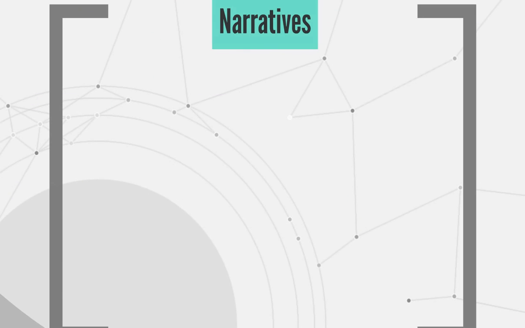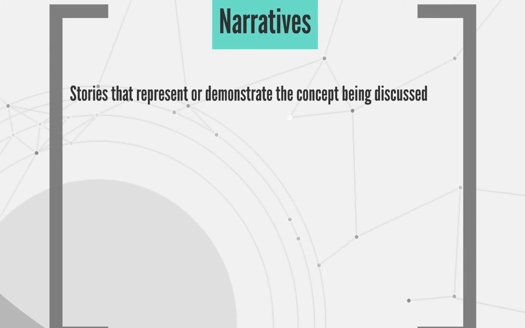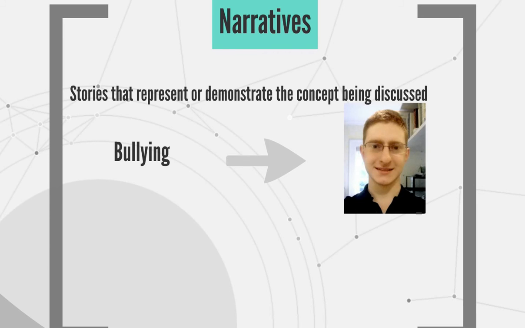Now, if we look at narratives, these are more extended versions of examples, and they're particularly important in demonstrating what you're trying to talk about and also to add an emotional connection for the audience. So let's say I was doing a speech on bullying. I might want to do a story that truly shows the impact of bullying, so I could talk about Tyler Clementi.